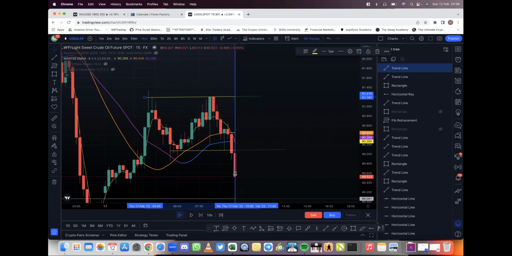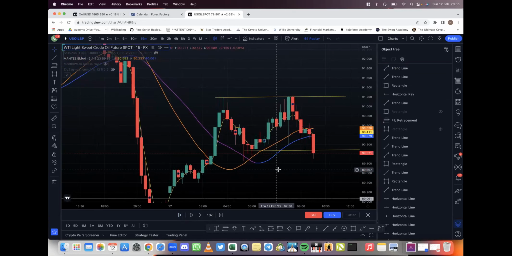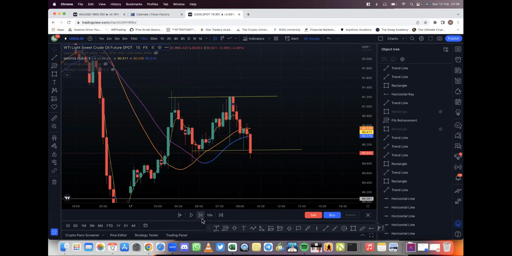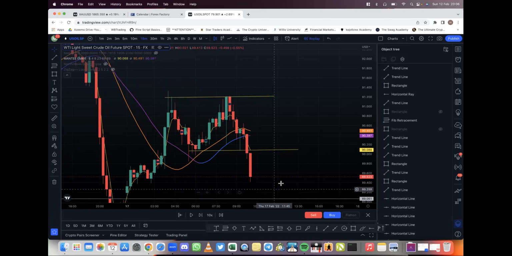I've moved too fast. Look, so we broke the level, didn't we? Guys, we've broken the level, haven't we? We've broken the level, retracement and bang to the down. So retracement, bang, we're going to the down.